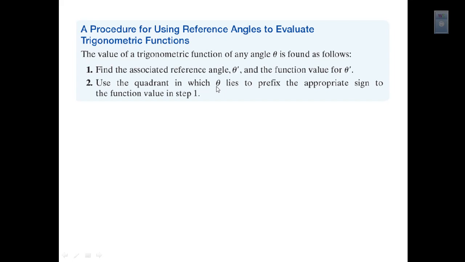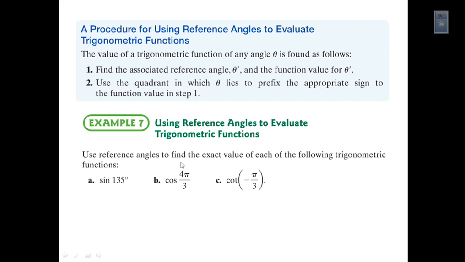So theta is our original angle. Theta prime is going to be an angle that is in quadrant 1. Once we use theta prime to find the numerical value, we use theta and what quadrant it's in to find what the sign is, positive or negative, for all the different trig functions.